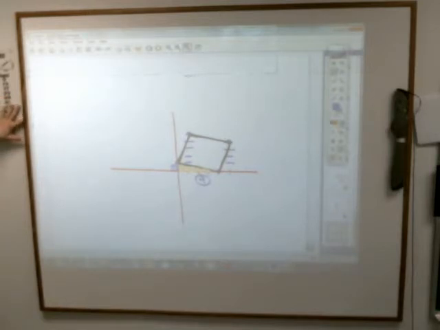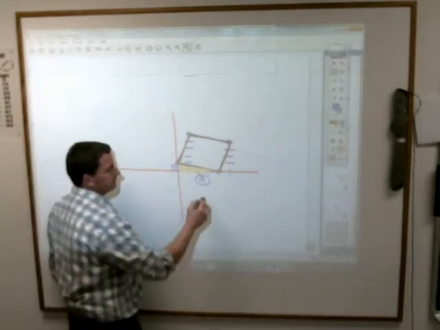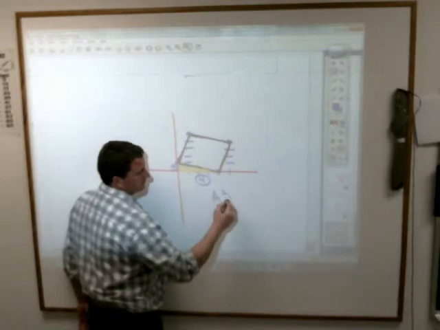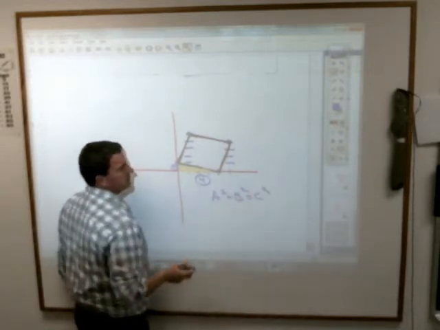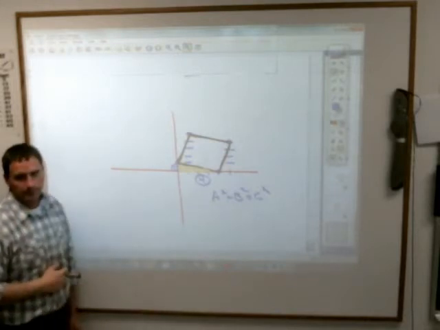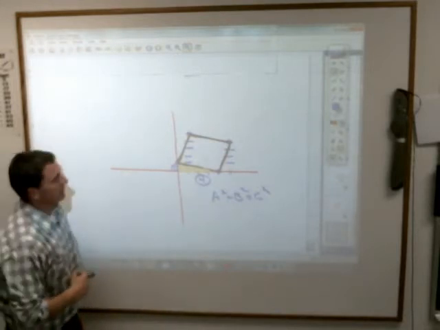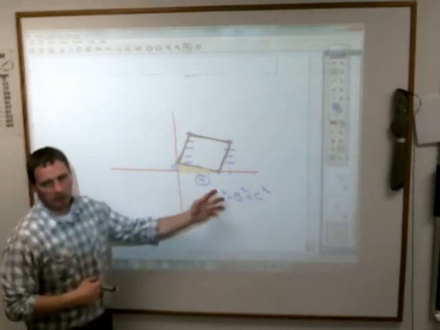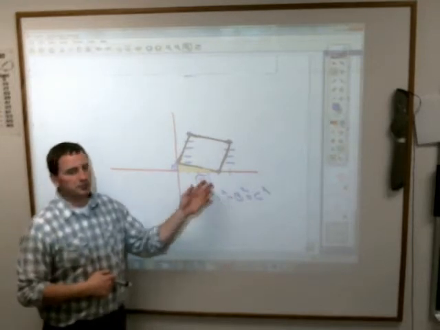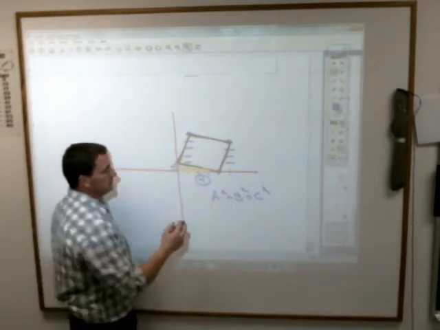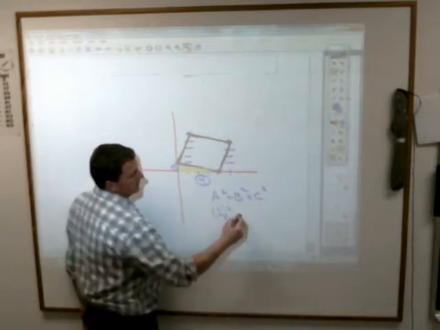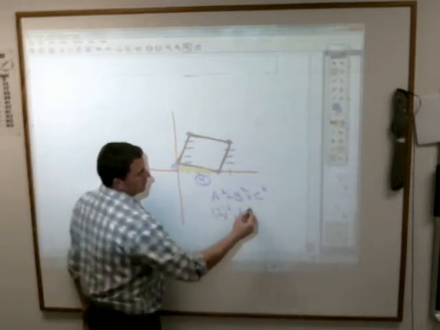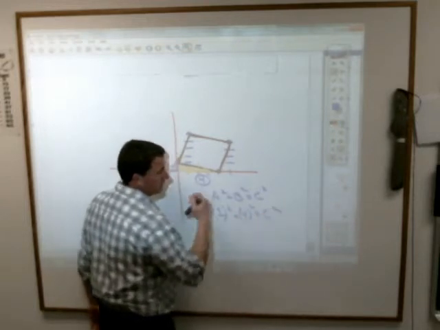Which is what? What is the Pythagorean theorem? A squared plus B squared equals C squared. And which one is A, which one is B, which one is C? That doesn't matter. A and B are both the two shorter sides. And then C is the long side. So let's make A is 1 squared, B is 4 squared equals C squared.